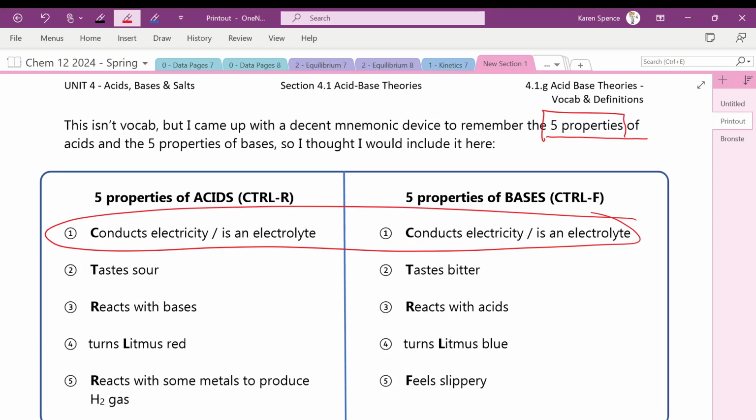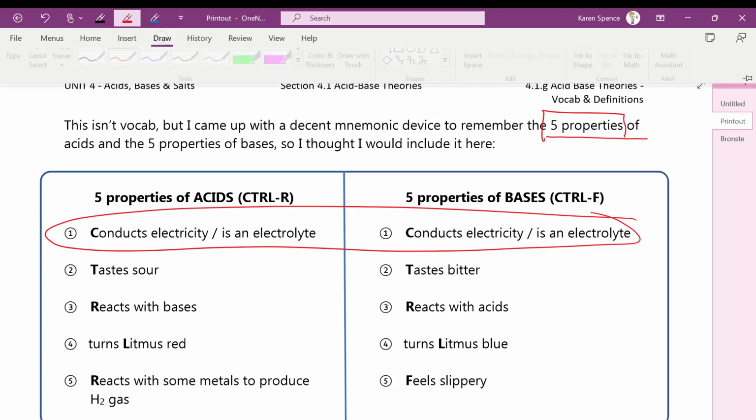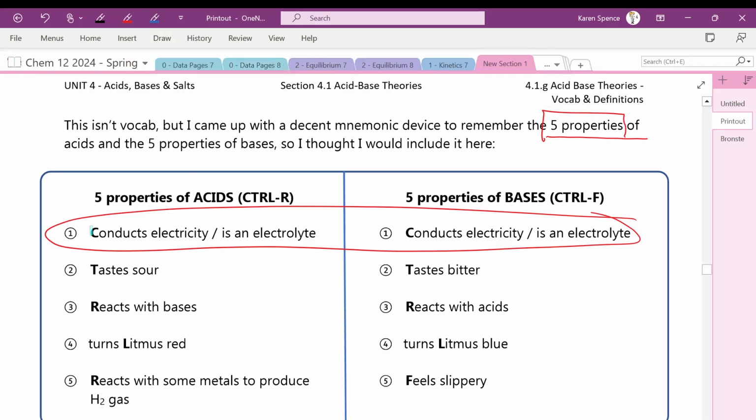Second thing is the taste. So you'll notice what we have here is conductivity, taste, what it reacts with, and then what it does to litmus. And you know what that spells? Control, like on a keyboard, the control key. So you're like conductivity, T for taste, R for what it reacts with, and L for litmus. Okay, those are the four that they have in common.